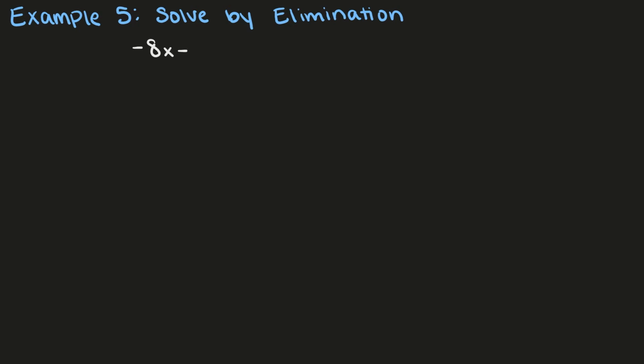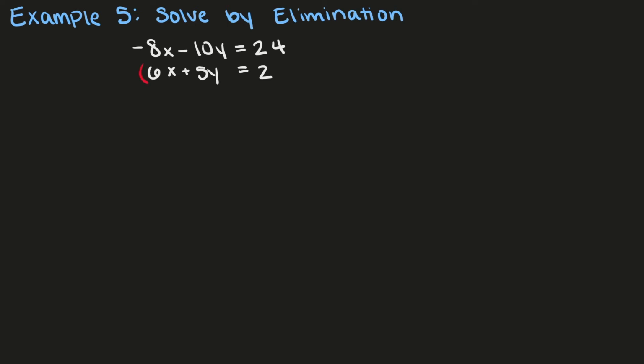Now, let's look at a couple of examples where we solve by elimination. We have -8x minus 10y equals 24 and 6x plus 5y equals 2. When we solve by elimination, we want to combine our system of equations and cancel one of our variables. In this case, if we were to add our two equations, nothing would cancel. So we need to multiply one or both of our equations by a constant term so that we are able to cancel one of our terms.